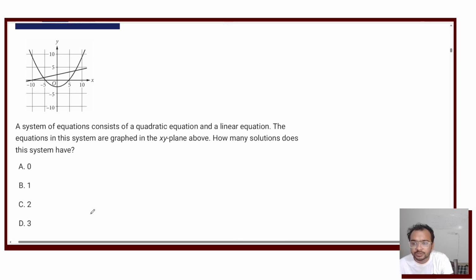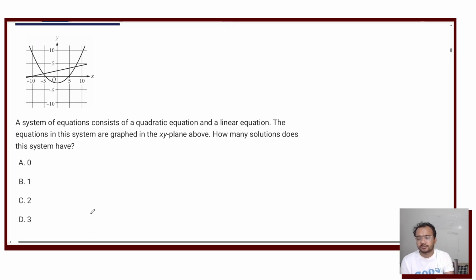Let's have a look at this one. So we can see here we are given this graph, a straight line and a parabola. They're intersecting at 2 points. So a system of equations consists of a quadratic equation and a linear equation. The equations in the system are graphed in the xy-plane. How many solutions does this have? The number of solutions will be equal to the number of points of intersection. So these 2 points are common to both the straight line and the parabola. It means that it will have 2 solutions.